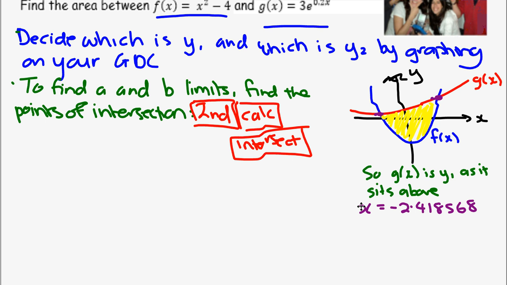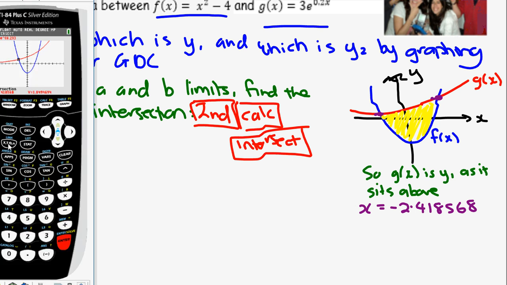What's interesting is how do you find the other one? I go second calc, intersect. If I press enter, enter, enter, it's just going to find this one again. So move it to the right, just so that it's a bit closer to the other one. You could put it right on it, but it's just got to be closer to it. Then enter, enter, enter, and you'll see it flashes up here. Then you get a certain number, which I'll write up on here as well.